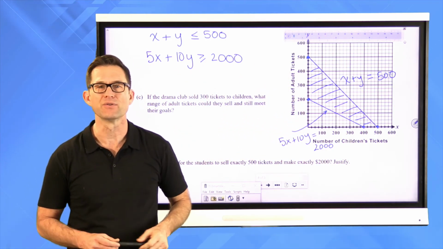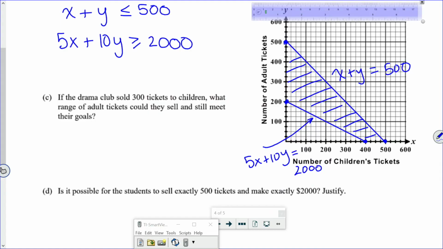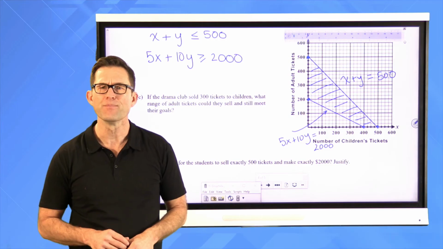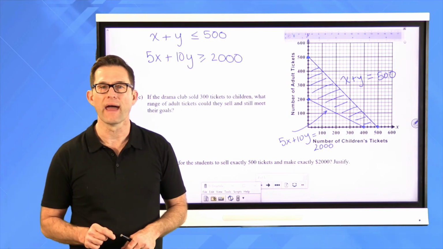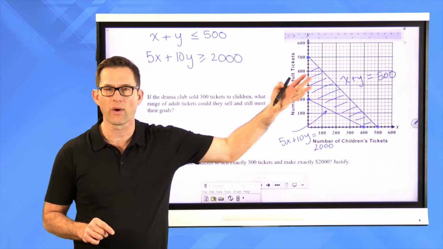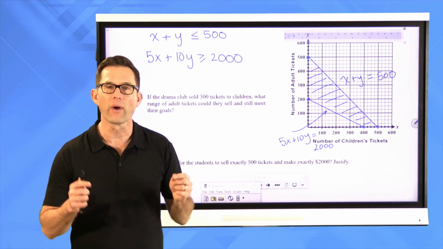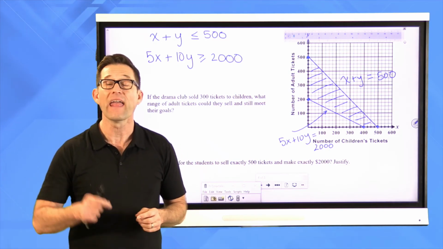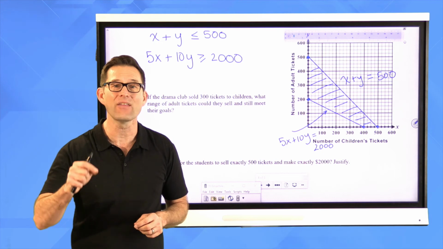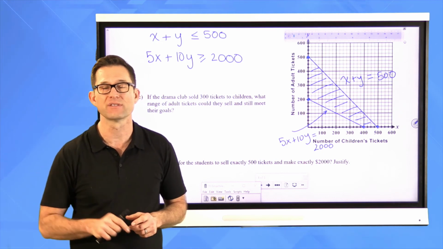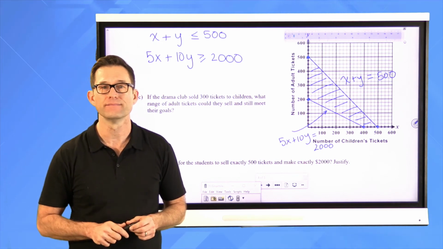Let's take a look at letter C. If the drama club sold 300 tickets to children, what range of adult tickets could they sell and still meet their goals? I'd like you to pause the video right now and see if you can look at this graph and figure out what the range of adult tickets is if they sold exactly 300 children's tickets. Pause the video now.